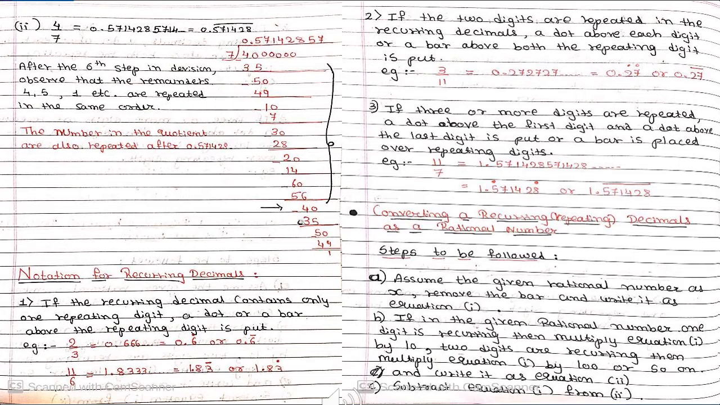Now students, you have learned two concepts in the topic of rational number. The first, I again repeat, how to find the rational numbers between the given two rational numbers, and the second was converting rational numbers to decimal. Correct? And one last and the very important topic, the third topic, is converting recurring decimals to rational numbers. How to convert the recurring decimal as a rational number.